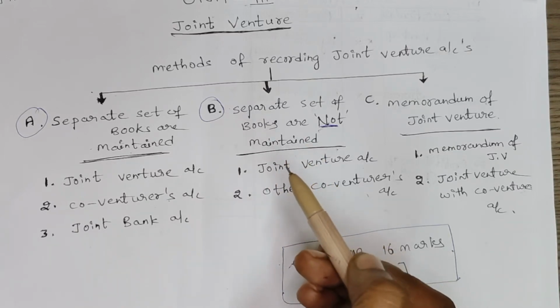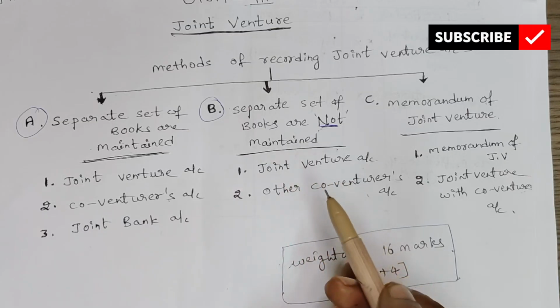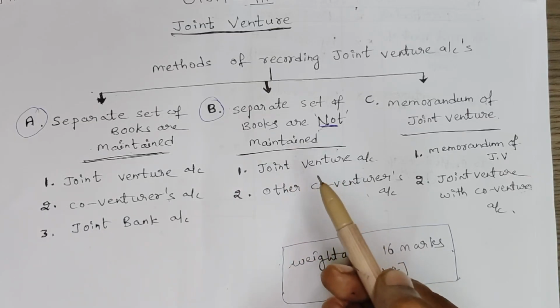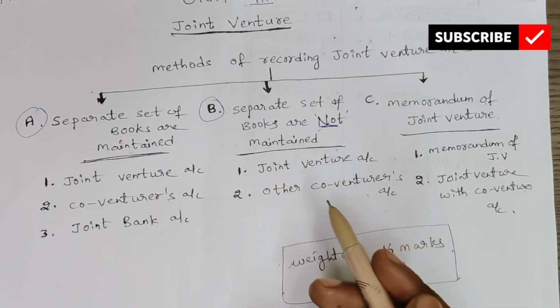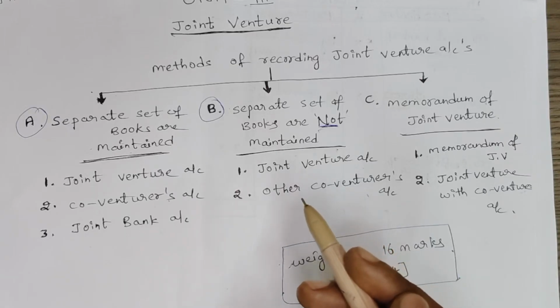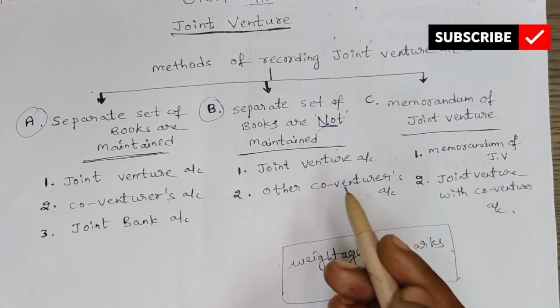For example, I'm taking two co-venturers A and B. A is preparing the books. Now A will not prepare A's account because no one prepares their own account. He will prepare B's account.